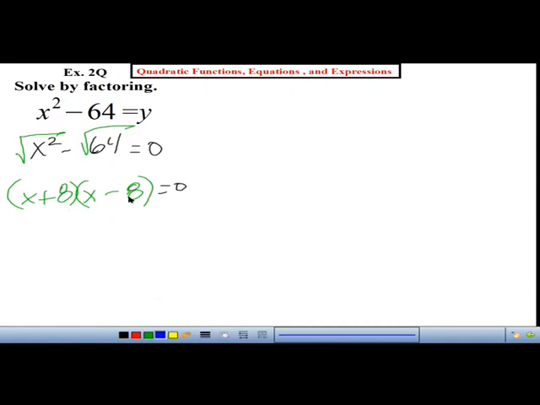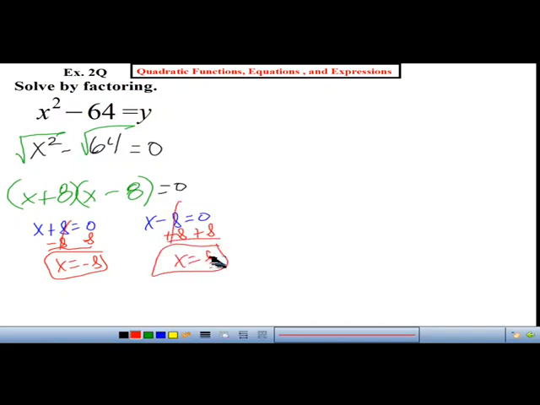From there, we set each factor equal to 0. X plus 8 equal to 0. X minus 8 equal to 0. And we solve. Minus 8, x equals -8. Plus 8, x equals 8. All right? These are my solutions.